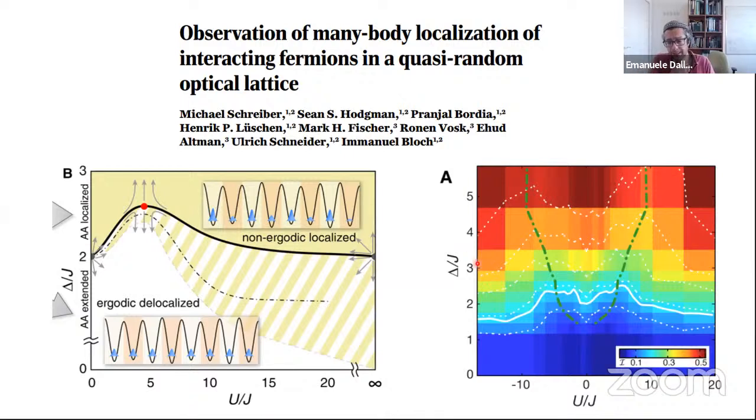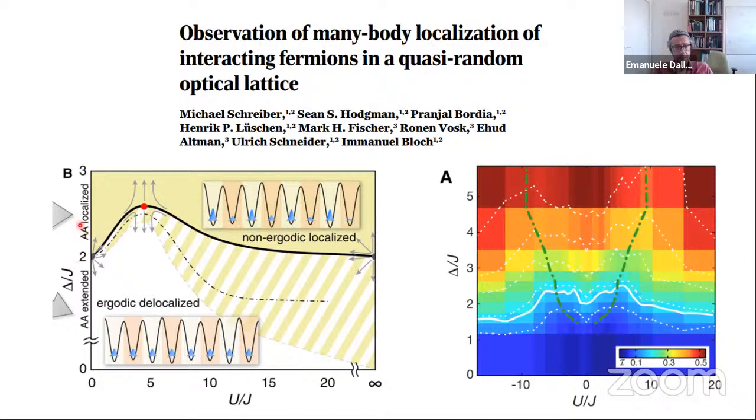The way you should read this plot is to take a fixed delta over J and think of running from left to right. If you run from left to right, you start from large imbalance, you go to lower imbalance, from red to yellow, and then large imbalance again, which means localized, delocalized, and then localized again. This is what you observe.